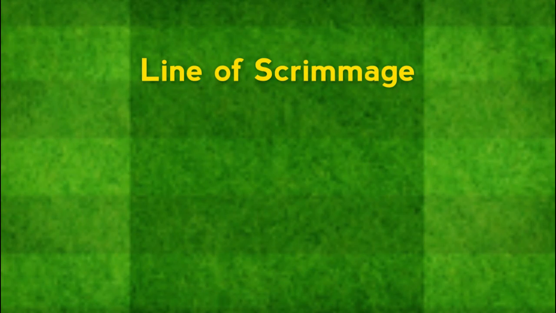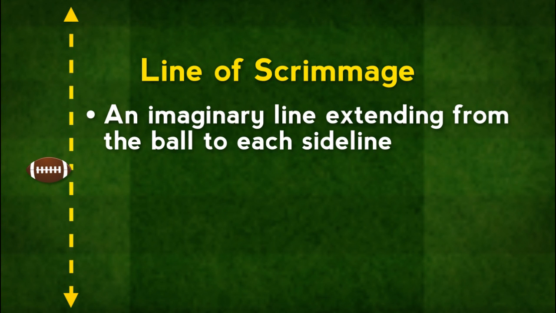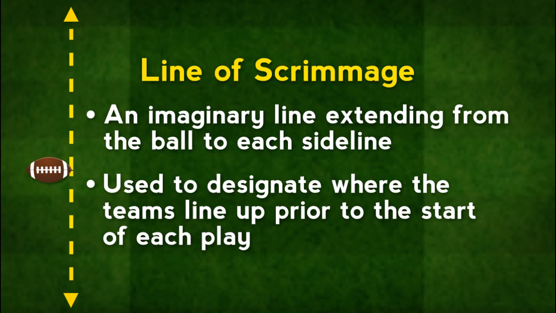Line of scrimmage. The line of scrimmage is an imaginary line, extending from the ball to each sideline that is used to designate where the teams line up prior to the start of the next play.